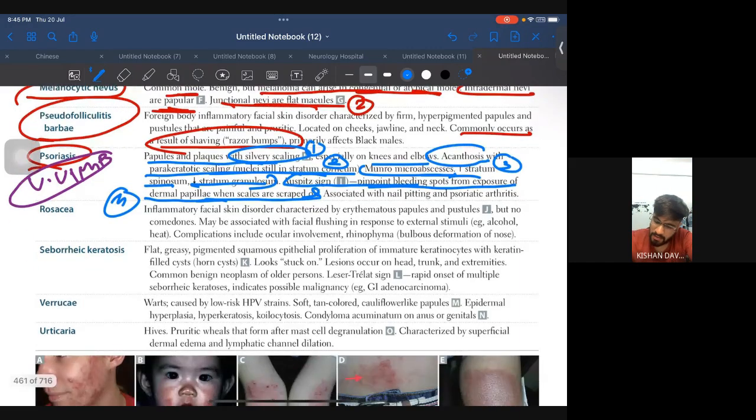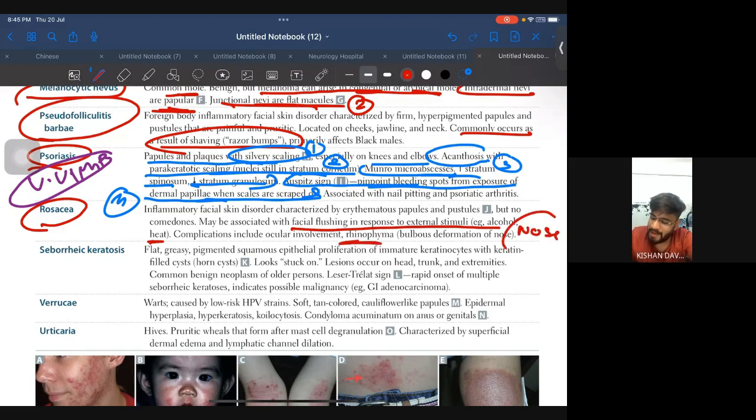Okay. Next one, we have rosacea. We discussed that facial flushing will occur in response to external stimuli, alcohol or heat. Okay, so rhinophyma mostly on the nose. And how to distinguish it from SLE? SLE won't be on the nose. It will be on the cheek, that is in the butterfly pattern.